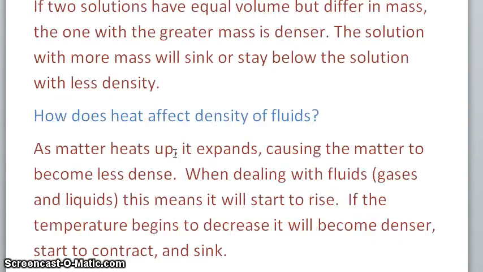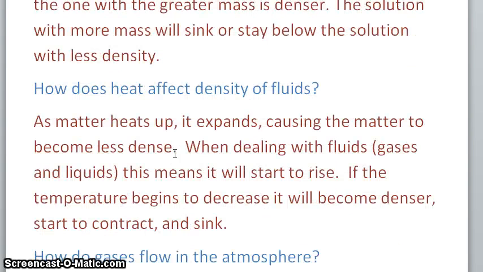The next one here, how does heat affect density of fluids? As matter heats up, it expands, causing the matter to become less dense. When dealing with fluids, gases and liquids, that means it will start to rise. If the temperature begins to decrease, then they will start to contract and shrink.